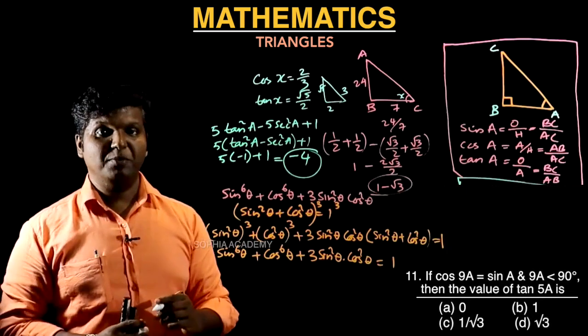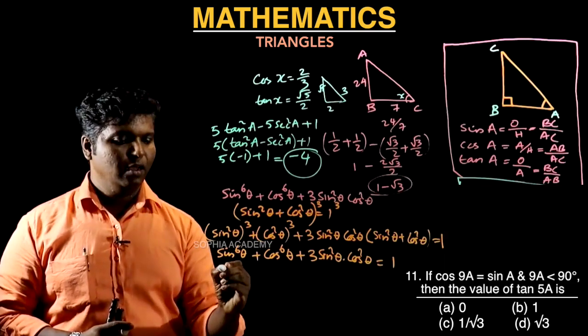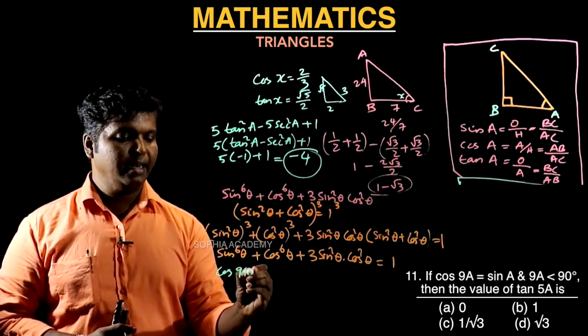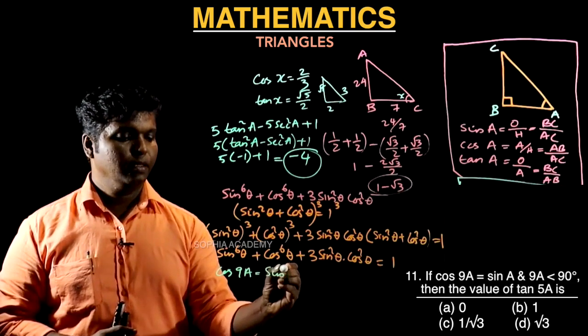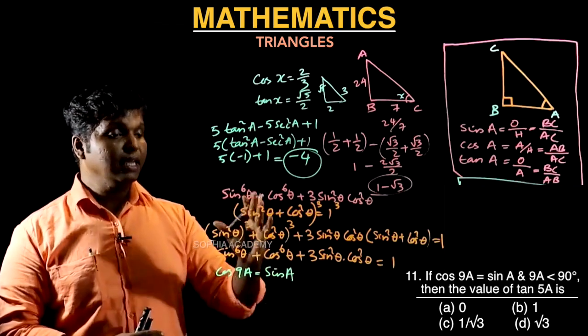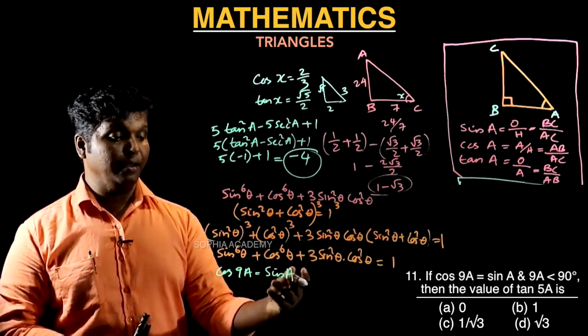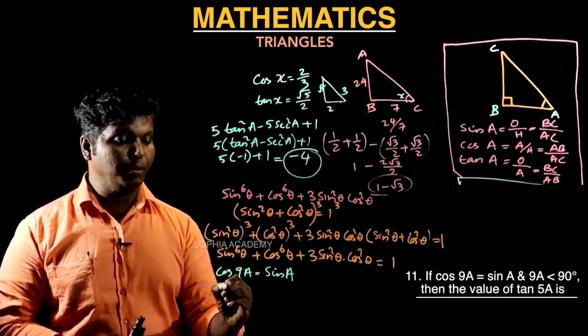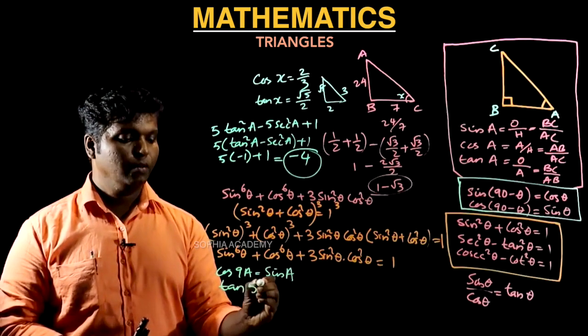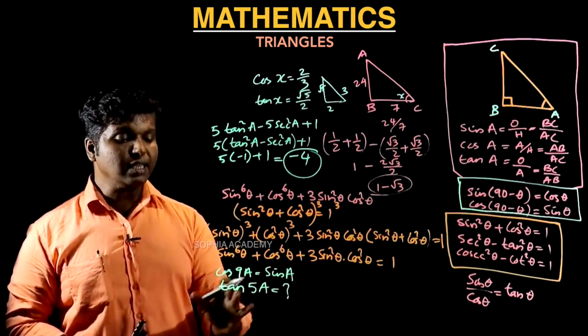So one final question from that section. If cos 9a is equal to sin a, cos 9a is equal to sin a, if this is given, you have to find tan 5a. Tan 5a is the thing which you have to find. So this is the given thing.